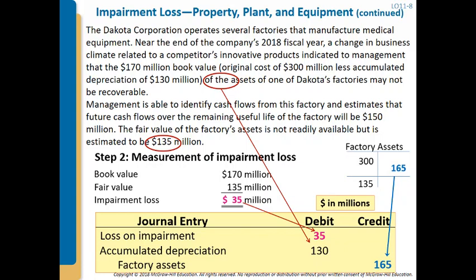So you might have to do some T account analysis on this one, but at least you know, number one, you know your loss on impairment. Number two, you know you have to debit any prior accumulated depreciation as part of your journal entry. And then the difference is going to be a credit to the asset.